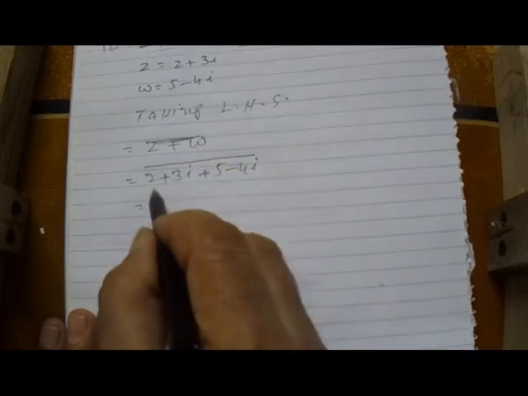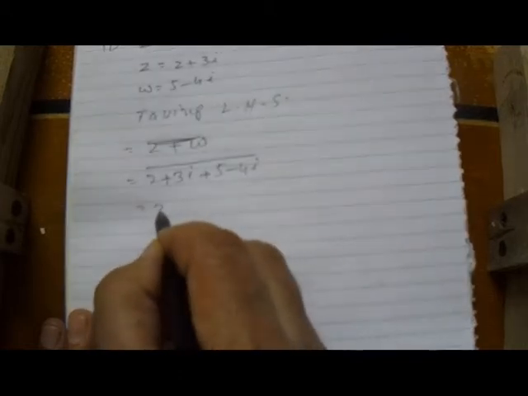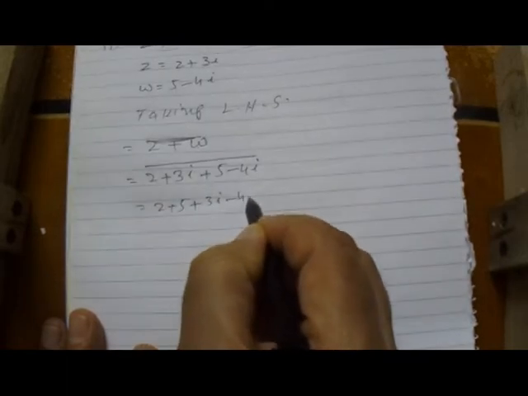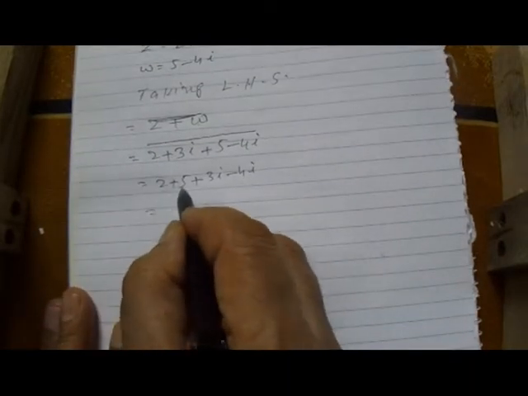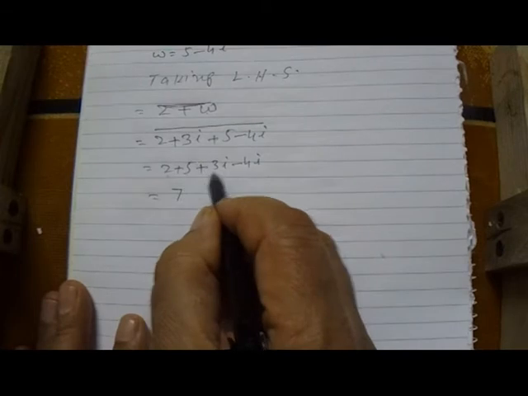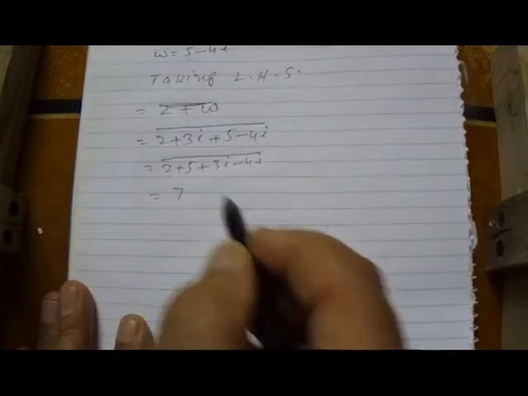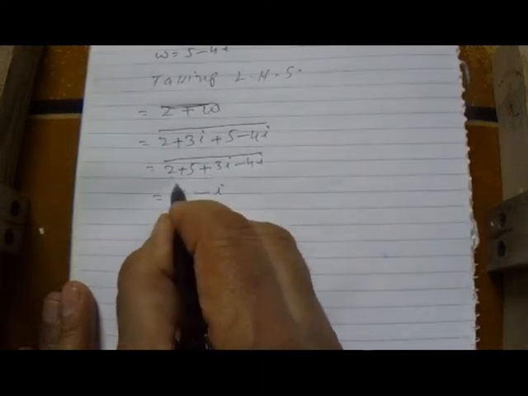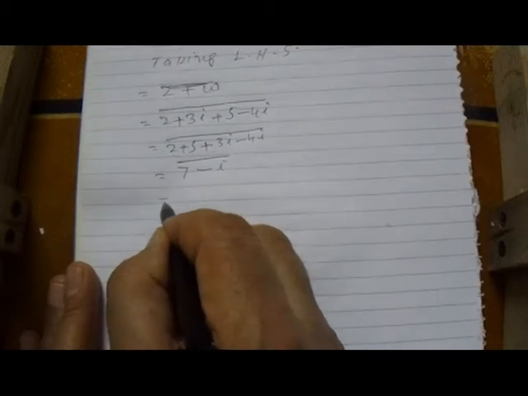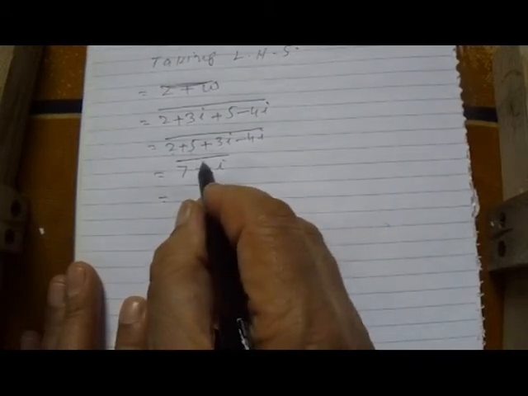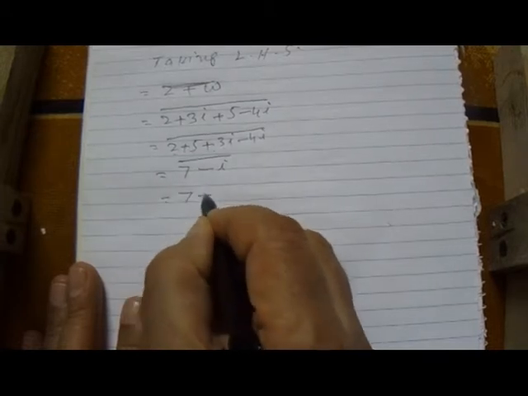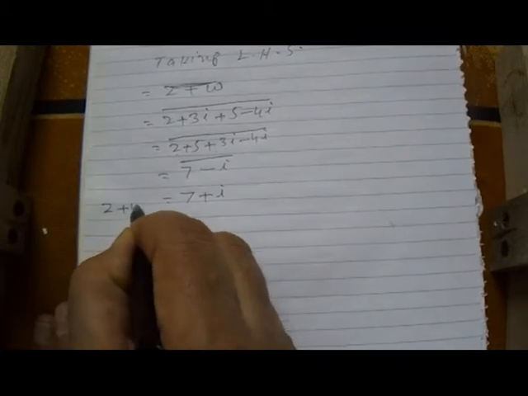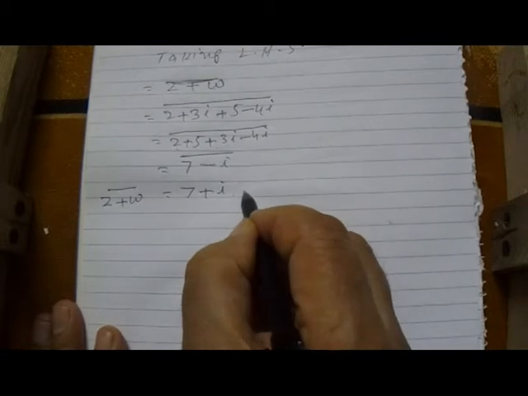First we add 2 plus 5, and 3 iota and minus 4 iota. 2 plus 5 is 7 here, and plus 3 iota and minus 4 iota we write here minus iota. Now here we write this bar, and in the next step we remove this bar and we get 7 plus iota. Now it is equal to the conjugate of z plus w. This is the left hand side.